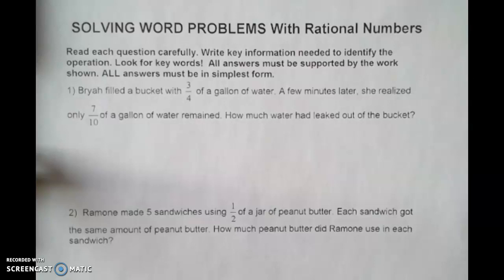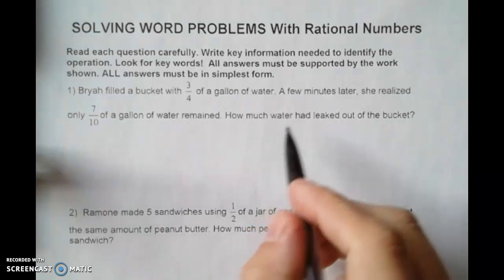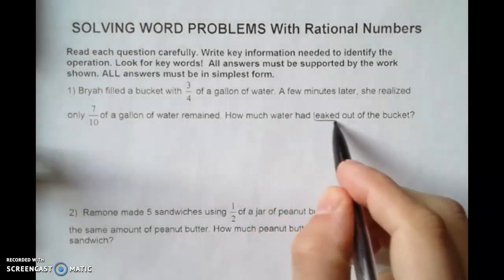Okay, so if we look at the first example, we're told that Bria filled a bucket with 3/4 of a gallon of water. A few minutes later, she realized that only 7/10 of a gallon of water remained. How much water had leaked out of the bucket? And that's what we're trying to answer.